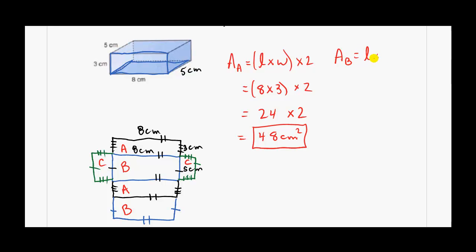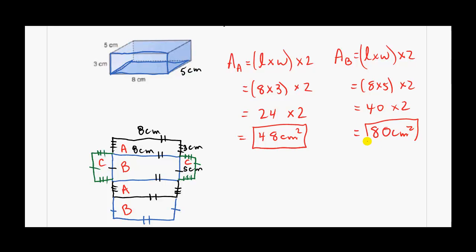Area B, we have 2 of these rectangles. It is an 8 by 5, which is 40 times 2. We have 80 centimeters squared.